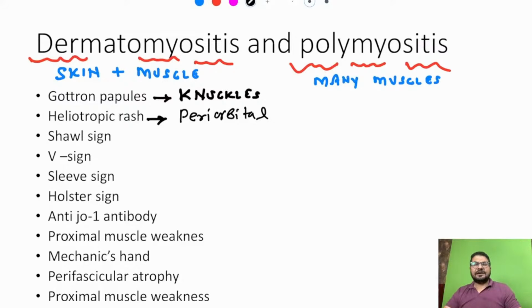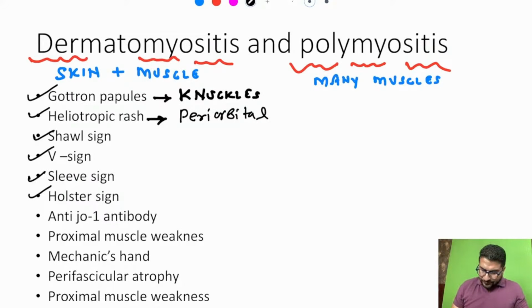Shawl sign means like a female wearing a shawl. Where is the shawl when we wear it? Upper border of breast and back. So there will be a rash here, with a shape like where a shawl sits. We call it shawl sign. V sign means a V-neck T-shirt. Suppose this is a V-neck T-shirt, so if there is a rash in this area we call this V sign. Now if you see a rash in the sleeves area, we call this sleeve sign. If the rash is on the thigh, then that is called holster sign. So these are all skin manifestations.